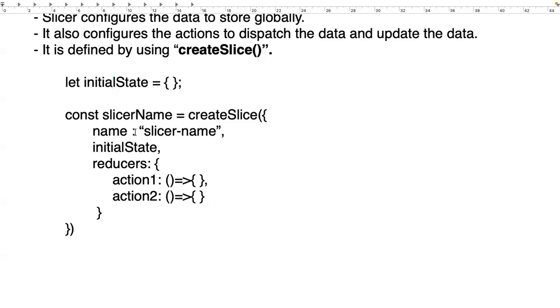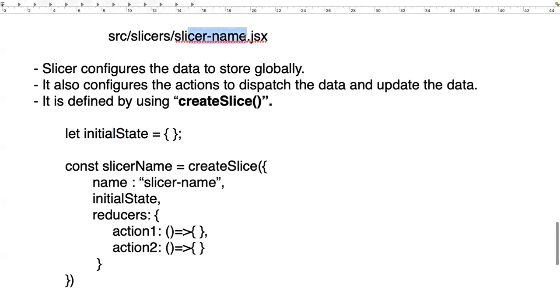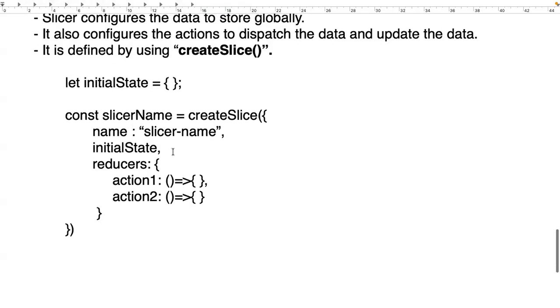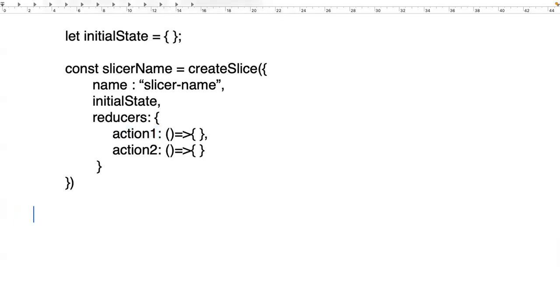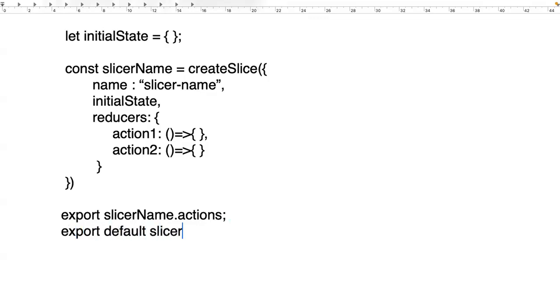Remember, because you are maintaining it in a separate file, you have to export actions and you have to export the reducer. If you export them, then only you can use them in any application, any component. So what you have to do is export slice name dot actions, and export default slice name dot reducer.